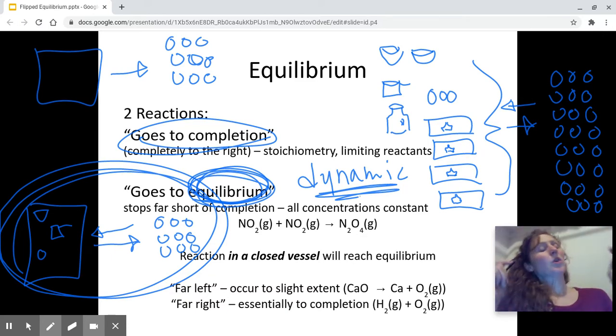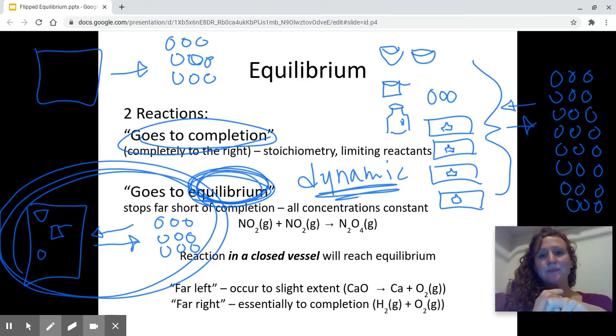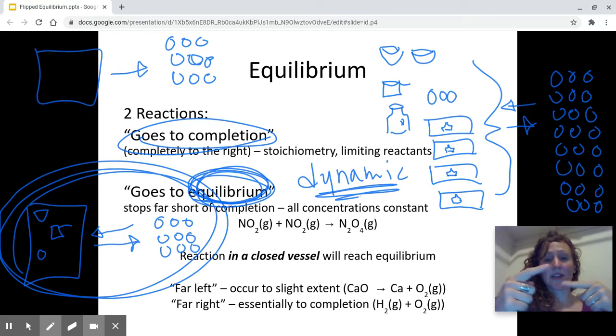It's more like cars going across a bridge, right? Cars are driving from city A to city B, but if the same amount of cars are going from city B to city A, if the cars are driving in both directions, then neither population is growing. It's dynamic. Cars are still moving, but neither one is gaining a population, so it's at equilibrium.